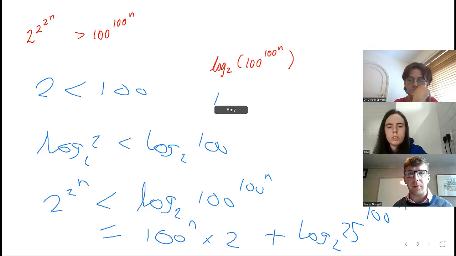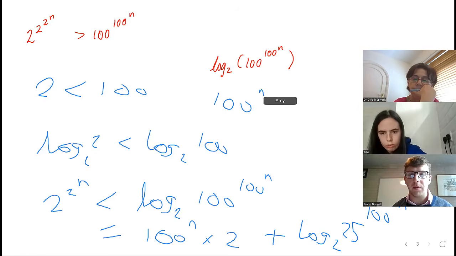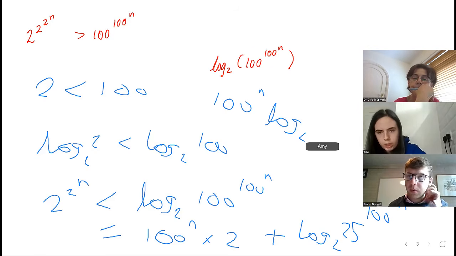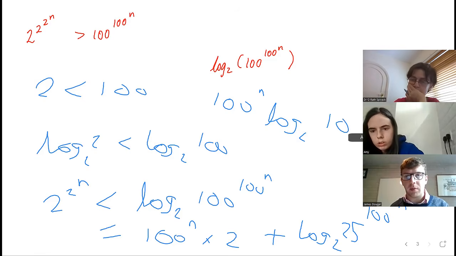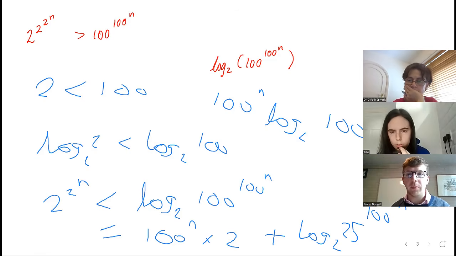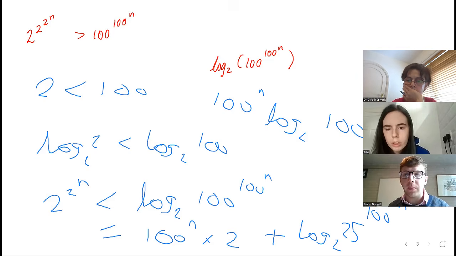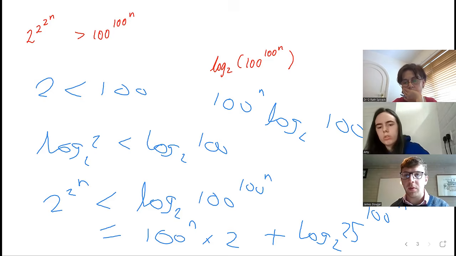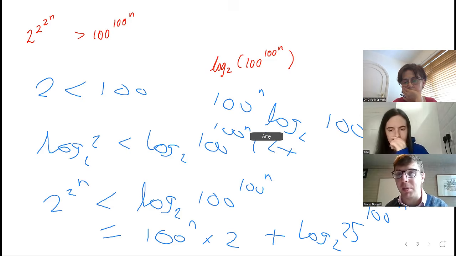Well, you can immediately bring the 100 to the n out to the front using the power law of logarithms. And then log base 2 to the 100. We know that is equal to, we can then say that that's equal to 2 plus. Perfect. So this is just some number and it's going to be, well, it's going to be bigger than 2.